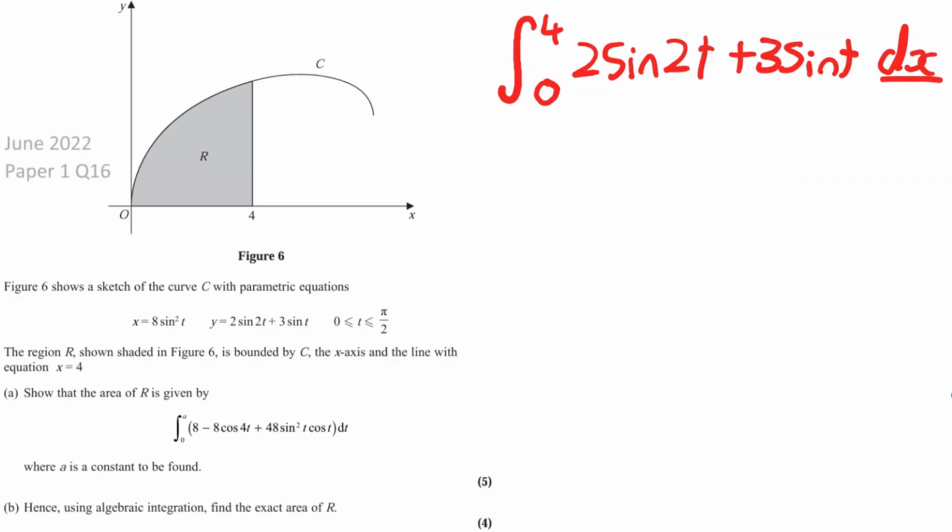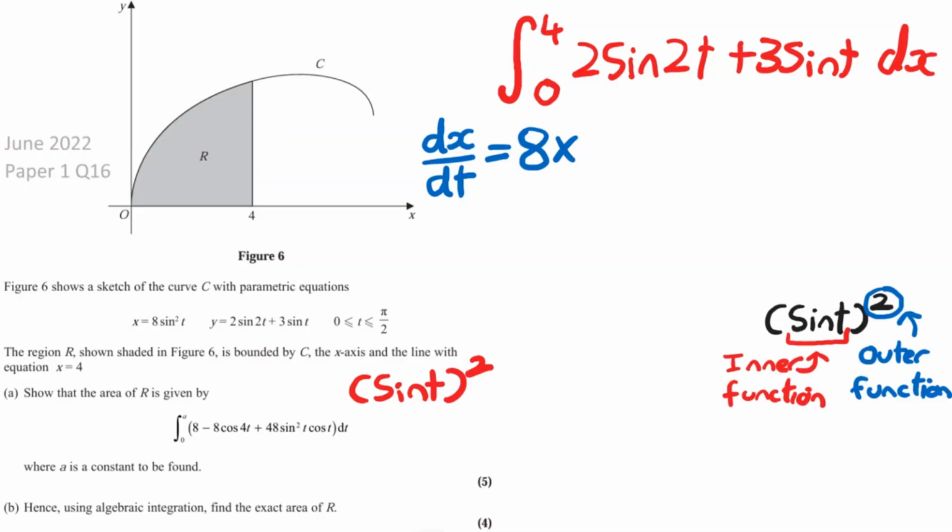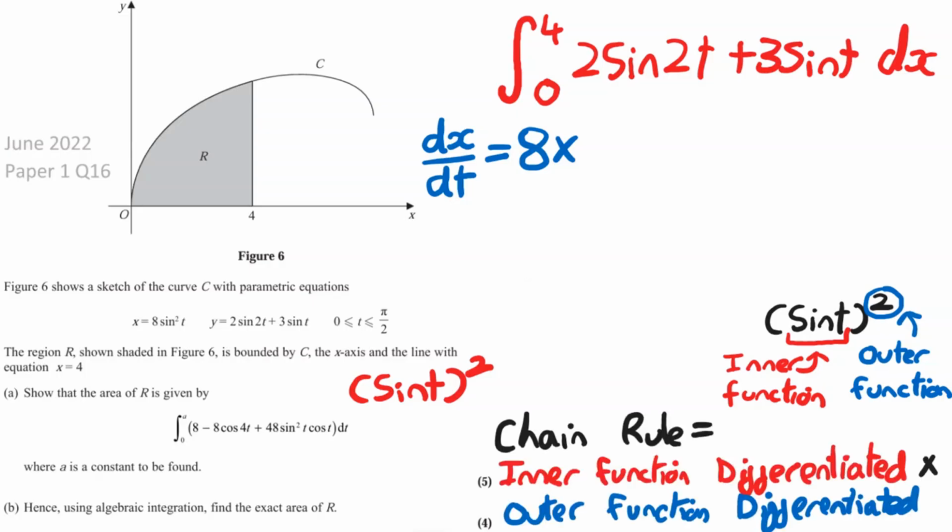Firstly, we need to sub out this dx for a dt, and the way that we're going to do this is differentiate this parametric equation. So dx over dt is equal to 8 multiplied by the derivative of sin squared t. We're going to do this using the chain rule. It might be easier to see if we write this as sin t to the power of 2. The inner function is sin t and the outer function is the power of 2, and the chain rule is the inner function differentiated multiplied by the outer function differentiated.